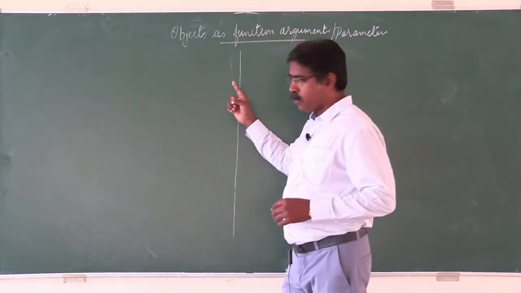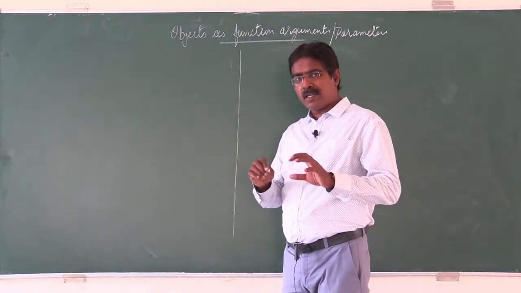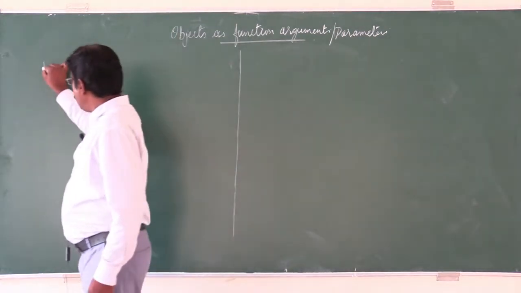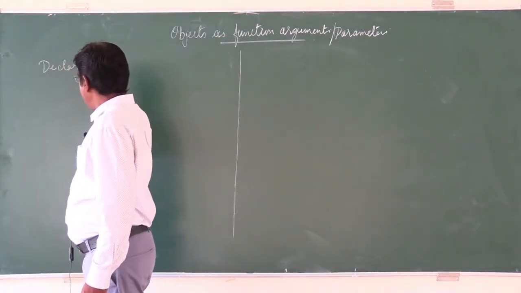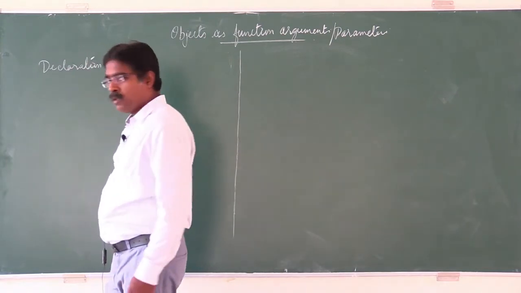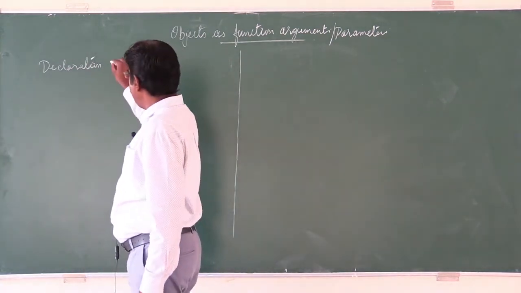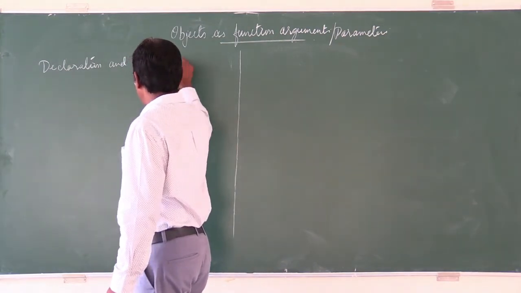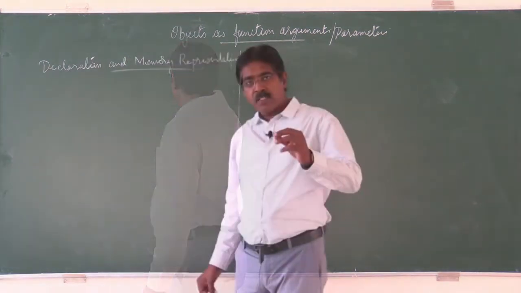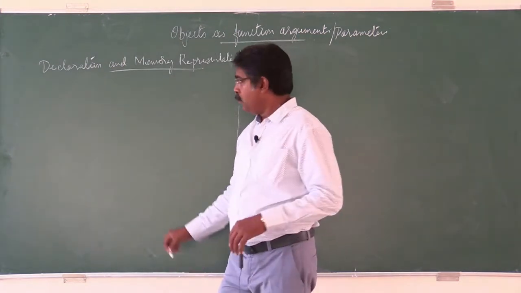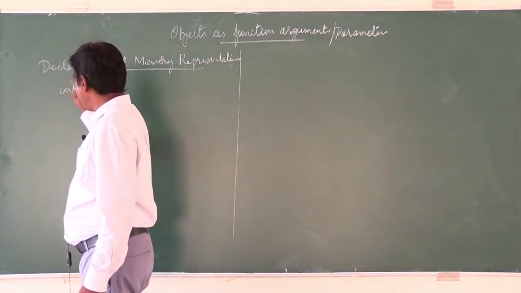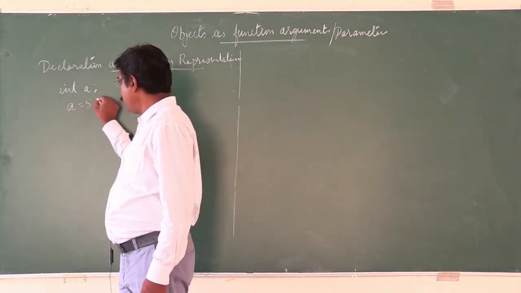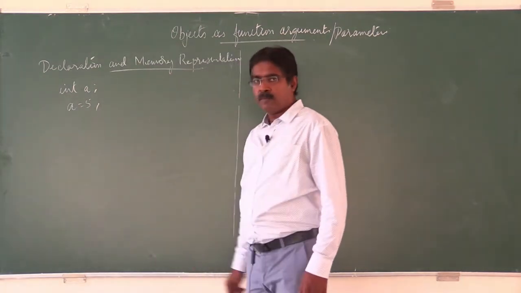So before going to that topic, we are going to understand the basic concepts about declaration. Declaration of a normal variable, and its memory representation. I'm going to consider a normal variable declaration. The normal variable is int a. Int a takes a value 5, and let us go for the memory representation.